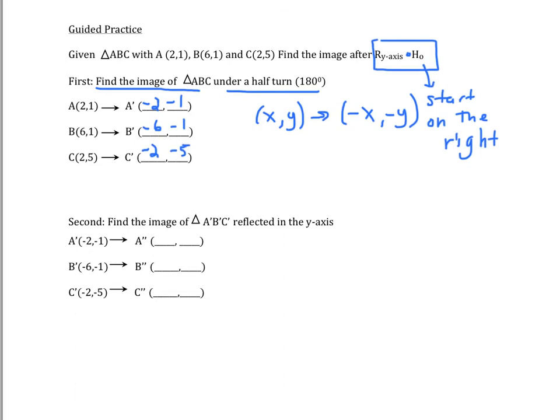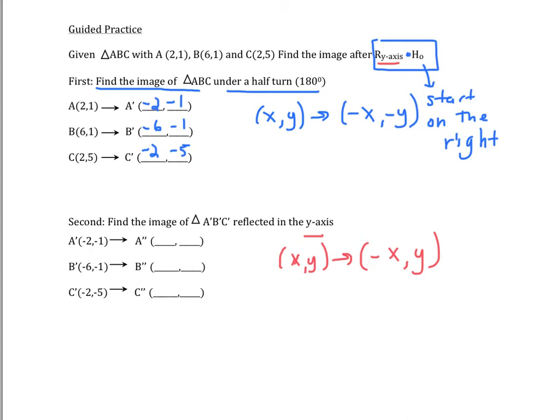Okay, second, we're going to find the image of triangle A prime, B prime, C prime reflected in the y-axis. And notice that in our list, that was the transformation that was listed first, but in compositions we go from right to left and not left to right. Okay, so the rule for reflecting something in the y-axis is that every point with x and y maps to a new point by doing negative x, but keeping the y value the same, so negative x comma y.